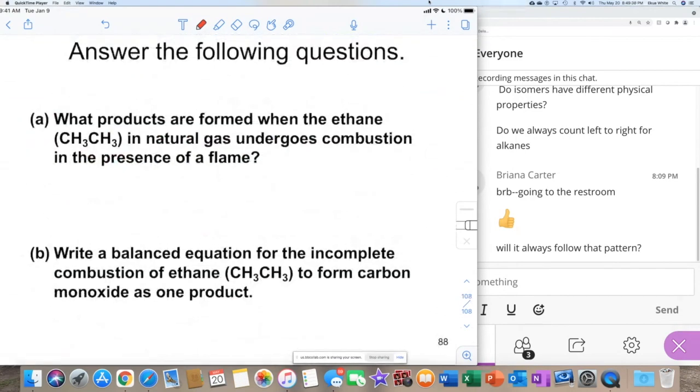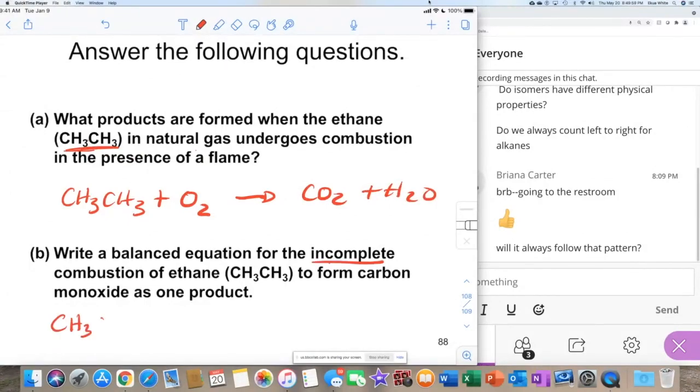Anyway, here they're asking what are the products formed when this compound, natural gas, undergoes combustion. You will write the formula down like this, CH4 plus oxygen. This is when you have a lot of oxygen, right? To give you carbon dioxide and water. But what if you have incomplete combustion? That's when you don't have enough oxygen for whatever reason. This gives you carbon monoxide and water.